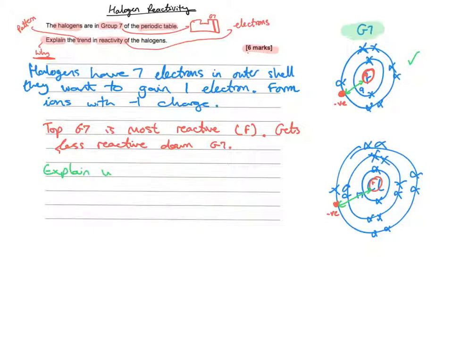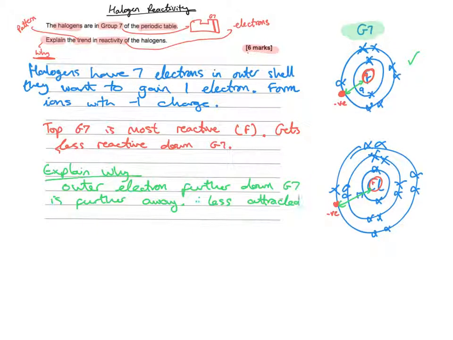So why is fluorine the most reactive? Well, first point, the outer electron further down group 7 is further away. And if it's further away, it's going to be, therefore, less attracted to the nucleus. So there's one reason.